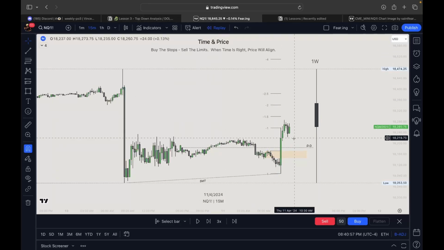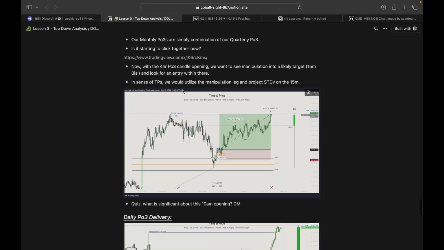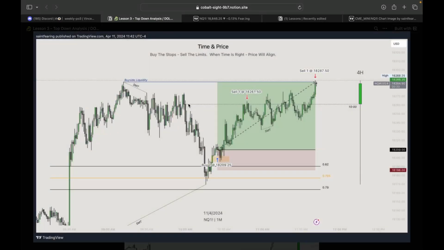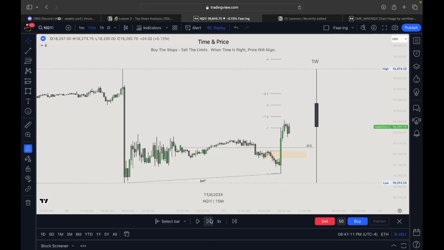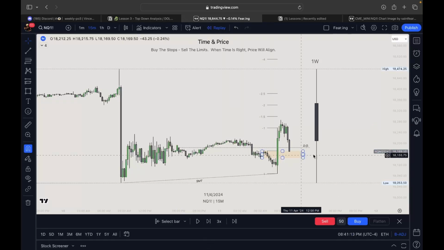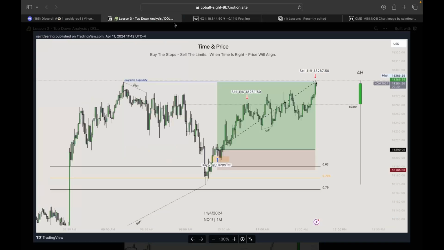So now we're looking for 10 a.m. opening, manipulation into here. Now let's see here. This is the exact same example. 10 a.m. opening, manipulation down. I have OTE drawn. Let me just show you. So 10 a.m. opening, manipulation down, reaches daily open, reaches a 50-minute breaker fair value gap. I draw out OTE a special way, which I'm not going to cover in this video.